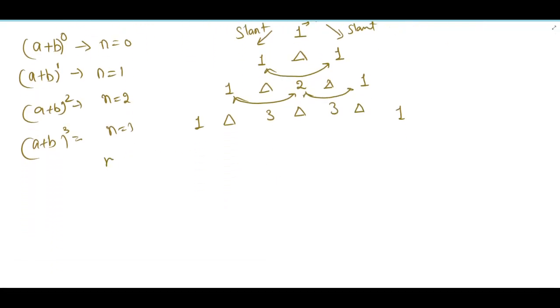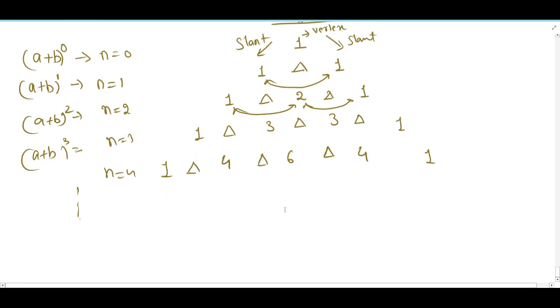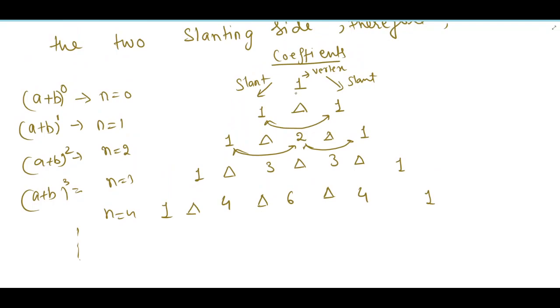Again for n equal to 4, we put a 1 here and 1 here, then after 1 we put a triangle, then add 1 and 3, which is 4, then again a triangle, then 3 plus 3 is 6, then again a triangle, then 3 plus 1 is 4. So this is how Pascal's triangle looks, where each number in Pascal's triangle is a coefficient of the expansion of (a+b) to the power n.